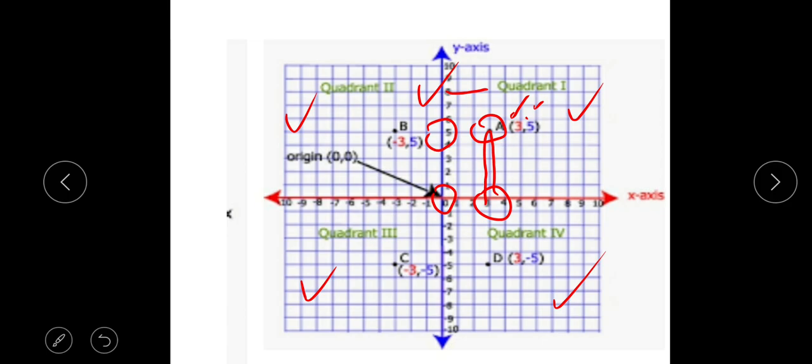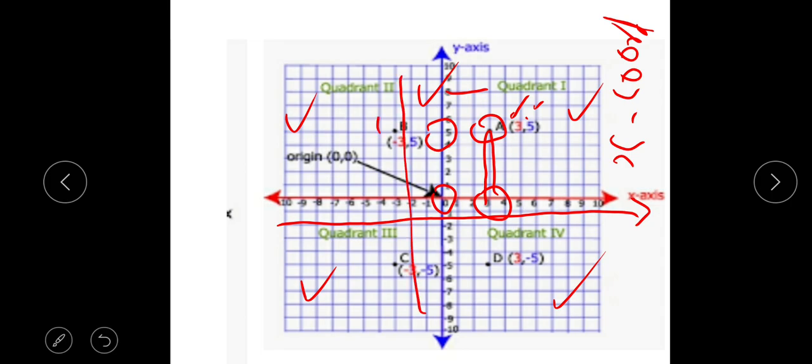The numbers on the x-axis are all called x-coordinates. And the numbers on the y-axis are called y-coordinates.